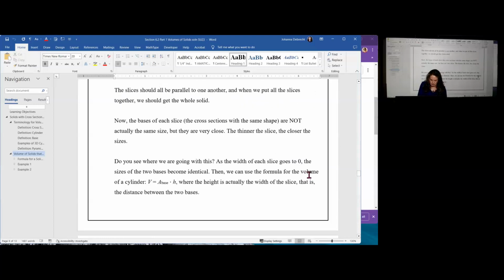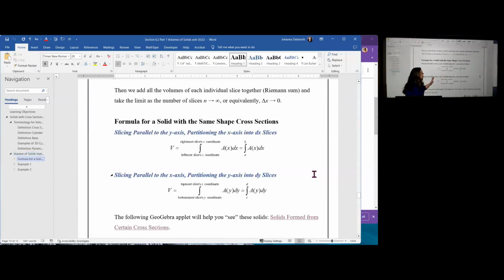Let's now take a look at the formula. The volume is equal to the integral from the leftmost slice's x-coordinate to the upper limit of integration, which is the rightmost slice's x-coordinate. Then we're going to find the integral from a to b of the cross-section area, A of x, with respect to the differential dx. A of x times dx for each slice is the volume of one slice. And by integrating from a to b, we have allowed the number of slices to go to infinity and added them all together.